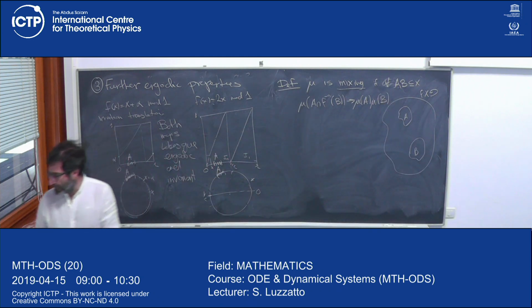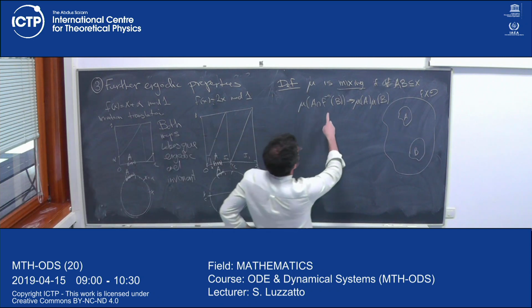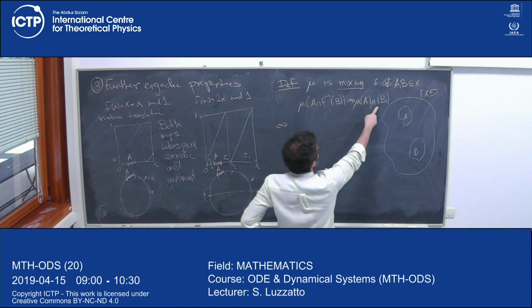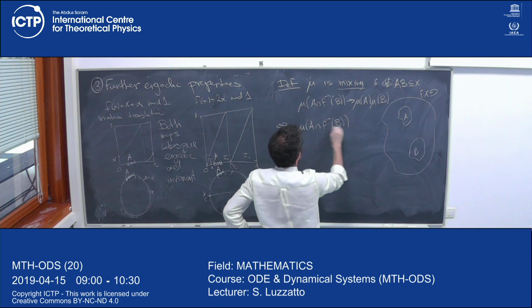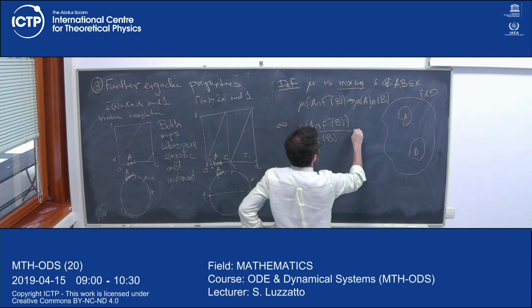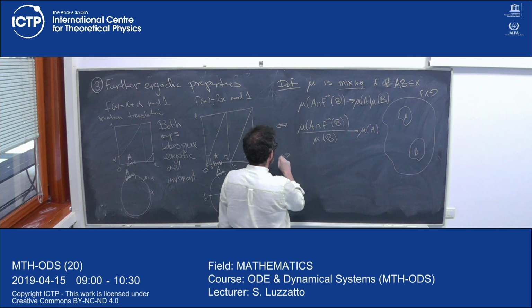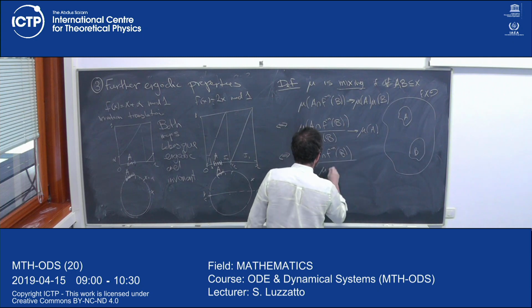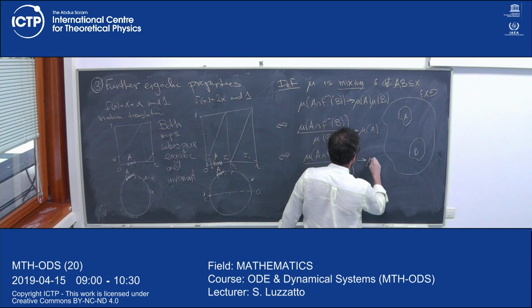I will explain a little bit what this means here. The easiest way to get a feeling for this is to write it a little bit differently. So you can write this equivalently: you can divide both sides by mu of B, and write this as mu of A intersection F minus N of B over mu of B converges to mu of A. And actually, using the invariance of the measure, you can write this as mu of A intersection F minus N of B over mu of F minus N of B, because mu of B is equal to mu of F minus N of B, converges to mu of A.